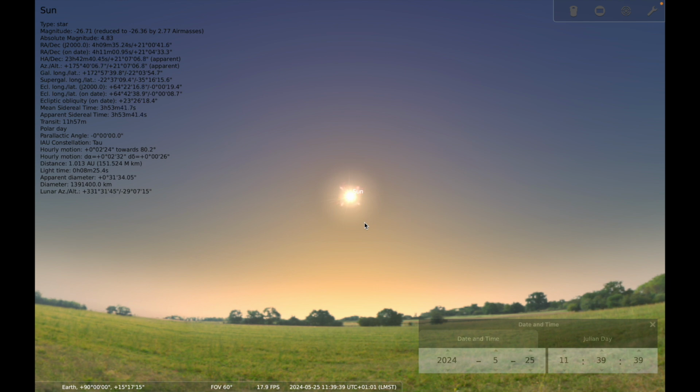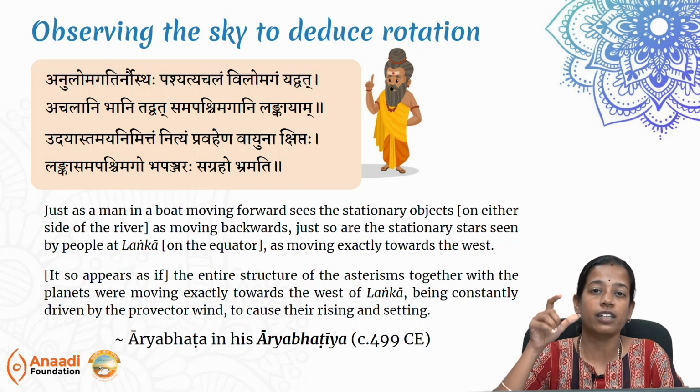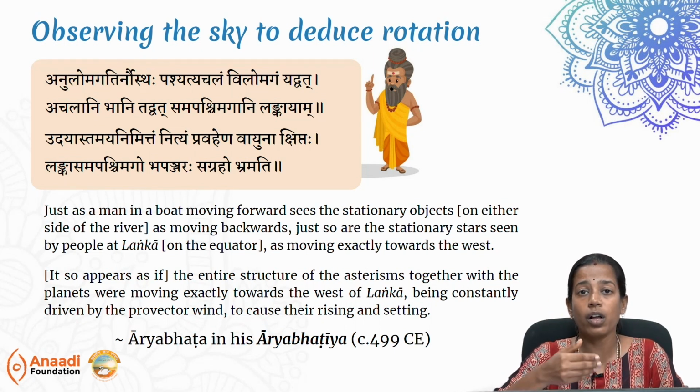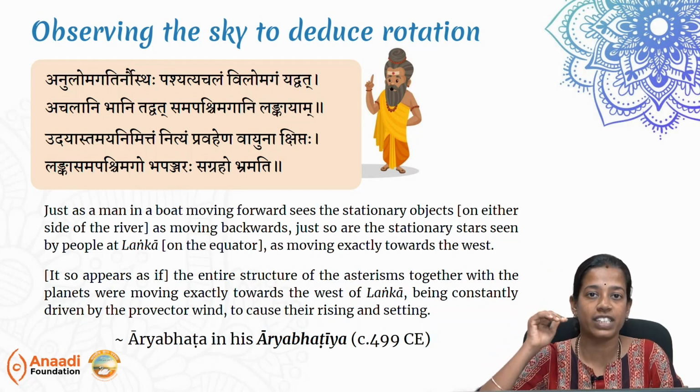And this is why we have been learning that at the poles, 6 months are day and 6 months are night. Hence, the position on the earth from where we observe the sky changes, and the rotation of the earth along the north-south axis makes the entire star lore rise and set. So this is why Aryabhatta said that when we situate ourselves on the equator at the special point called Lanka, all the celestial phenomena will exactly move towards the west.